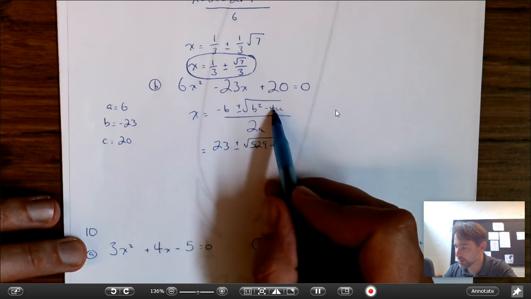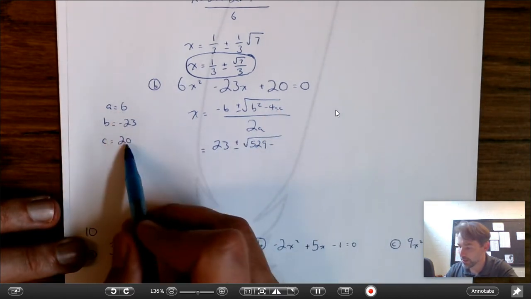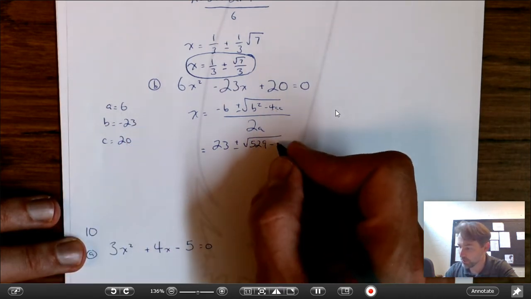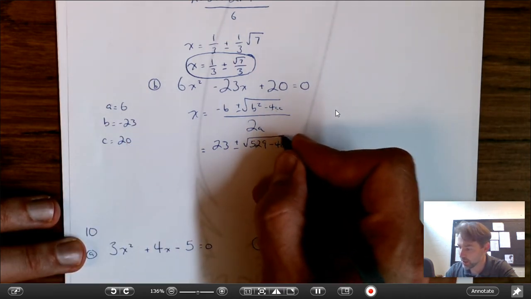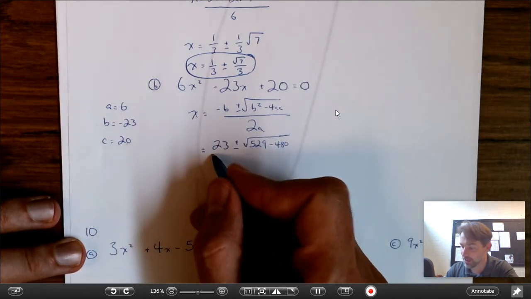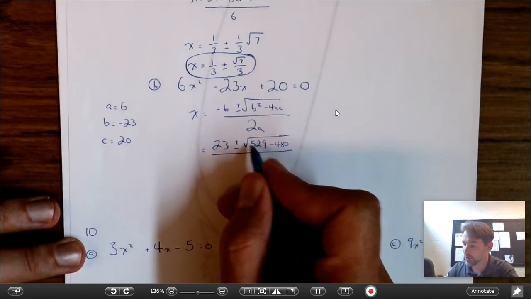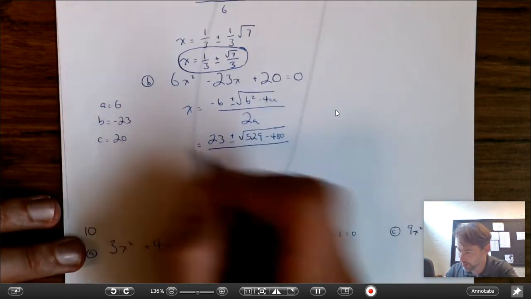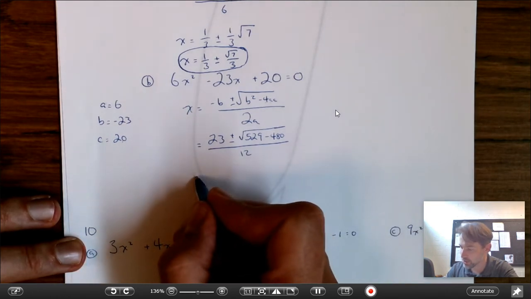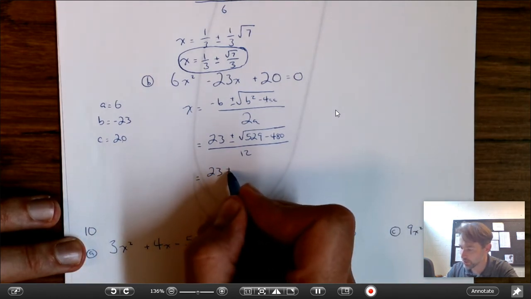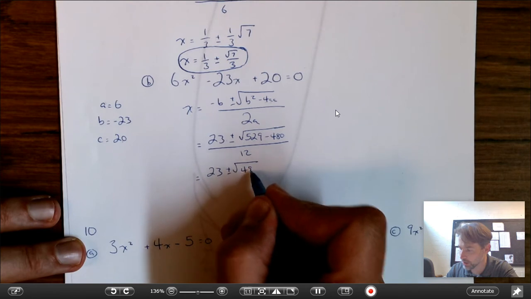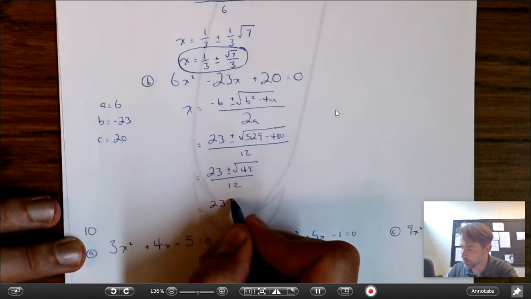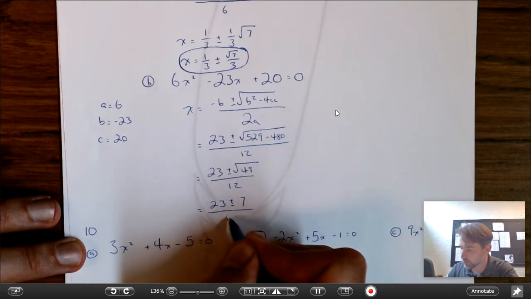So 529 minus, this was a times c, was 120. And then I have that times negative 4, so that's minus 480. Okay, and I'm seeing that I could have factored this. That's going to give me the square root of 49, so that's plus or minus 7, all over 2 times a, that's all over 12. So this is equal to 23 plus or minus the square root of 49 over 12. This is equal to 23 plus or minus 7 all over 12.